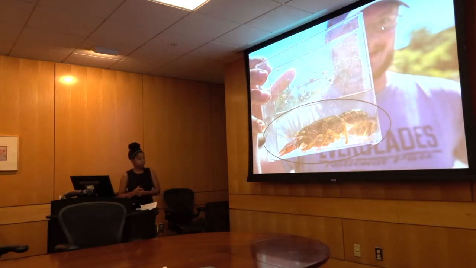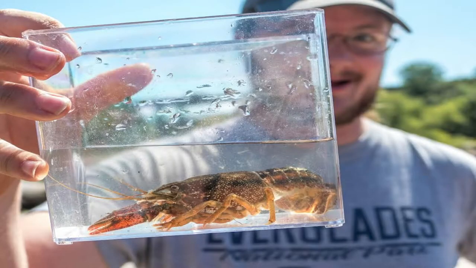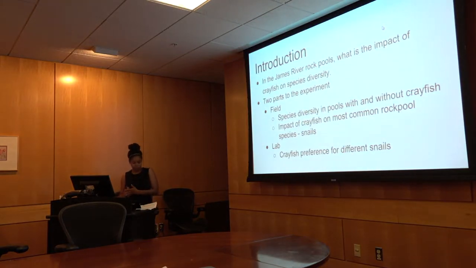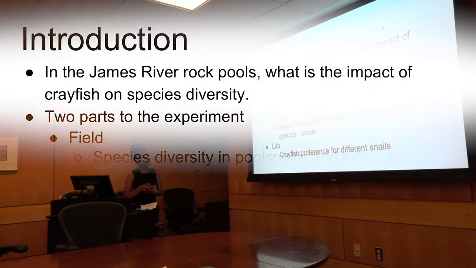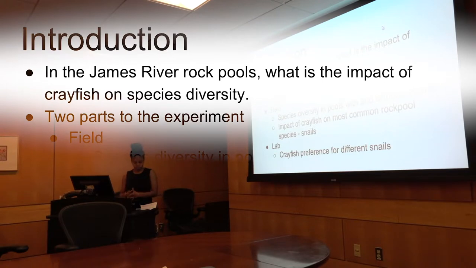So crayfish are predators in aquatic systems, eating plants, mollusks, insects, tadpoles, and fish eggs. We know that predators can have an important impact on species diversity by helping regulate the herbivores, like with the starfish mussel example. So to determine the impact that crayfish have on species diversity, my research takes place in two parts. The first part is a field survey using data collected from me and a collaboration of students from Virginia Commonwealth University and University of Richmond.